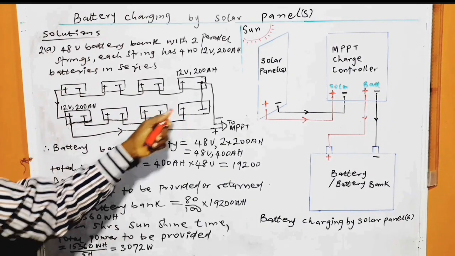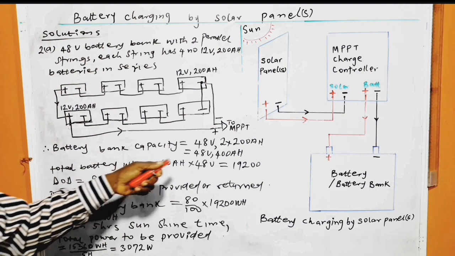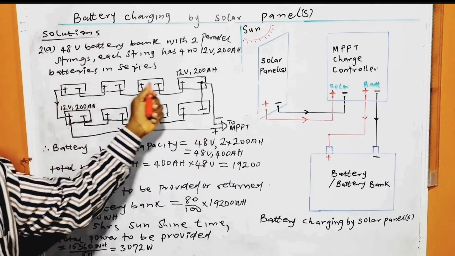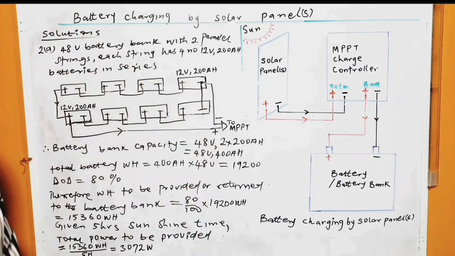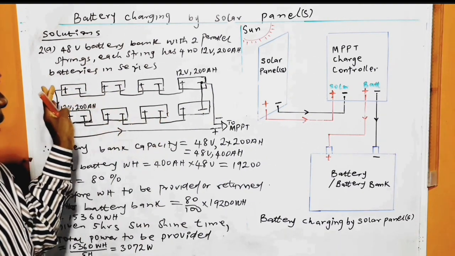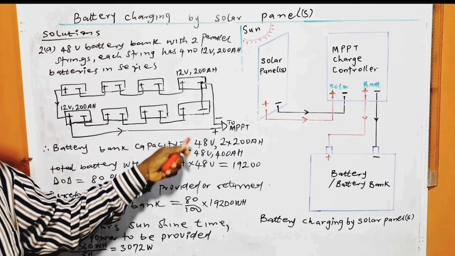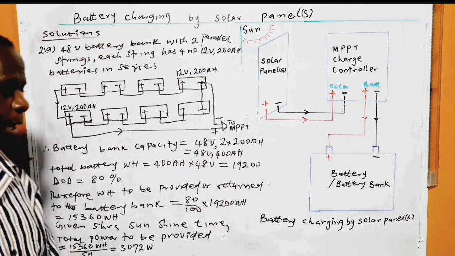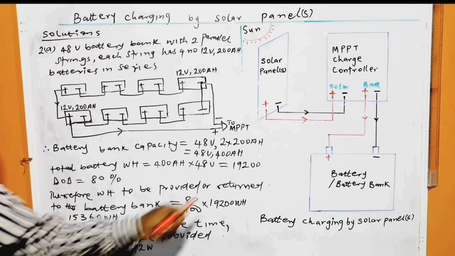So this is also 48. So when they are in parallel, the resultant voltage is 48. Alright, and the capacity in this case, each string will have 200 ampere hour, because when batteries are connected in series, the ampere hour does not change. It remains constant. It's only the voltage that increases. So we have 200 ampere hour in parallel with another 200 ampere hour, making 400 ampere hour, and that is what is here.